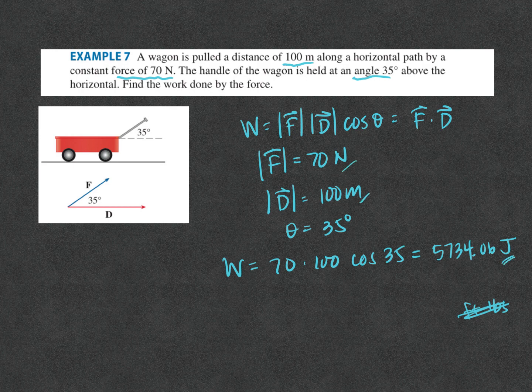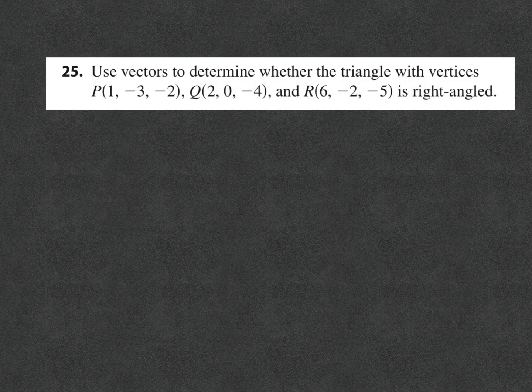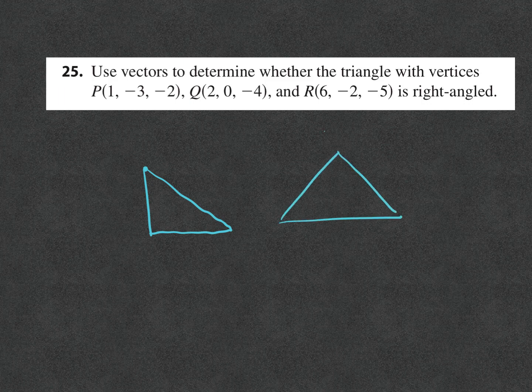So there's one more that I wanted to talk to you about. Let me pull that up real quick. This problem says use vectors to determine if the triangle with vertices P, Q, and R is right angled. So what you want to do is create your vectors for the three sides of the triangle. Now I know this is three space, but it helps me to think about a triangle. You shouldn't draw a right triangle, because then you're assuming it is one. So let's pick P, Q, and R.